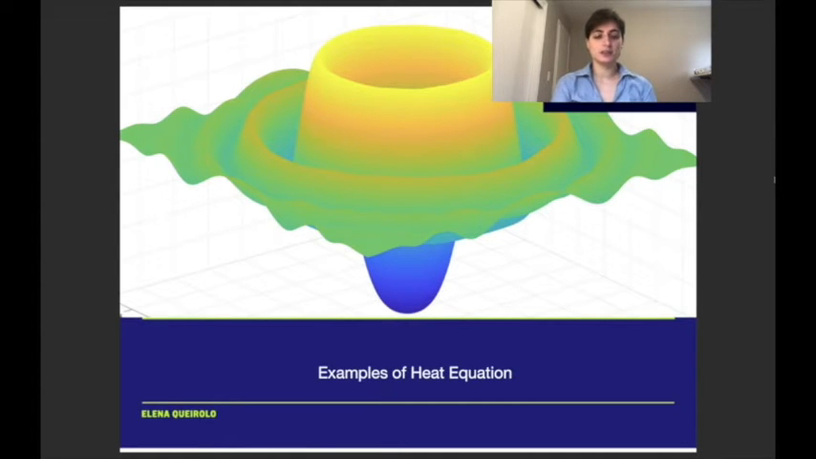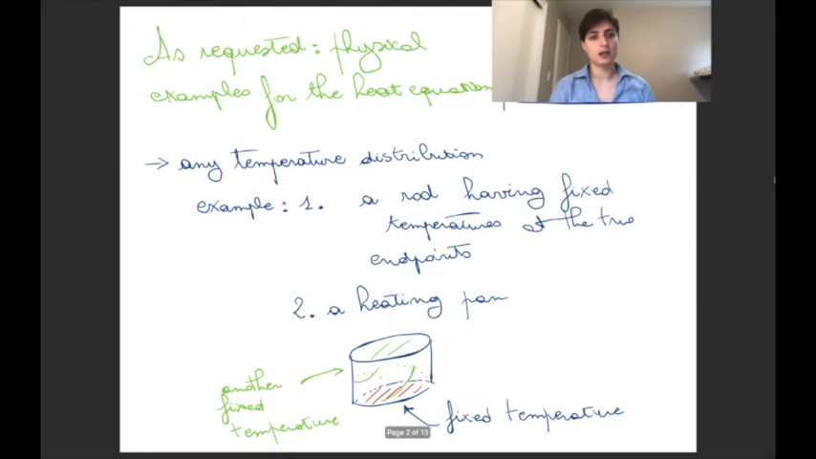Let's have a look at examples of heat equation. In a sense, physical situations that can be modeled by heat equation. So the most obvious examples are any temperature distribution. For example, you can consider a rod having fixed temperatures at the two endpoints.